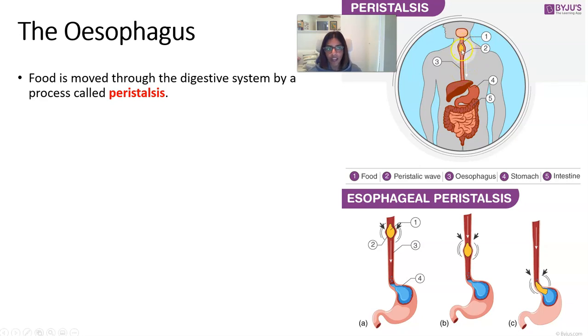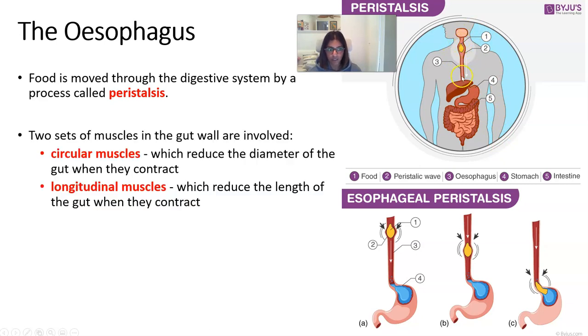So it's important to note that the alimentary canal is made of smooth muscle. So because it's smooth muscle, there is no conscious control. Unlike skeletal muscle, it's completely subconscious. There are two types of muscle within the esophagus itself and throughout the alimentary canal. So we have circular muscles, which go in rings horizontally throughout the length of the esophagus. And when these contract, they narrow the diameter of the esophagus. We also have longitudinal muscles, which go up and down the length of the esophagus.